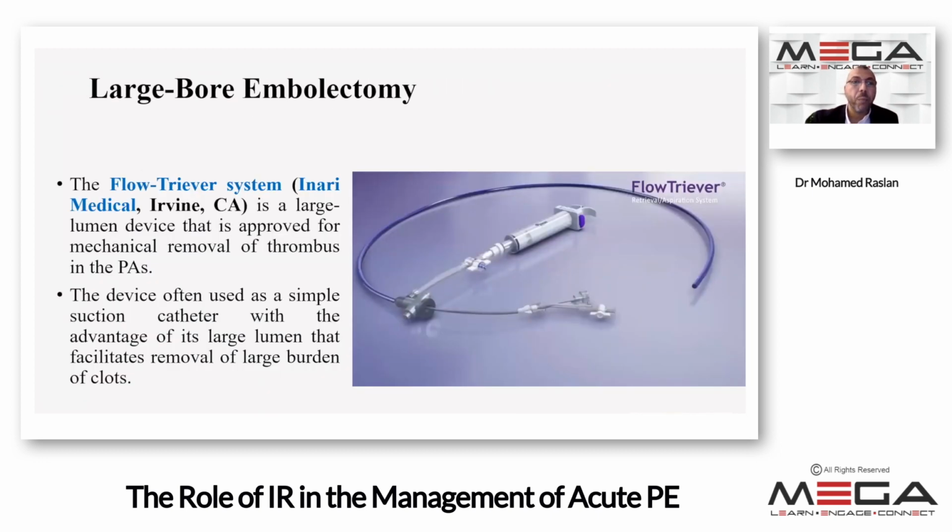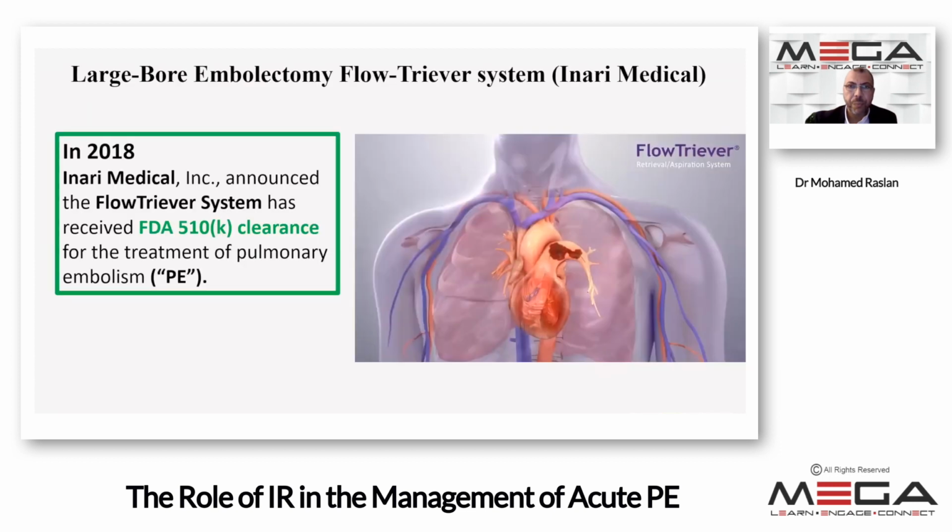Okay, for the large bore embolectomy, we have one of the FDA-approved devices, the FlowTriever. It's from Inari Medical. It is a large lumen device approved for the mechanical removal of thrombus in the pulmonary artery. The device is often used as a simple suction catheter with the advantage of its large lumen that facilitates removal of a large burden of clot. You can see here simply passing the catheter with this large lumen next to the clot and starting aspiration. It was approved by the FDA in 2018.